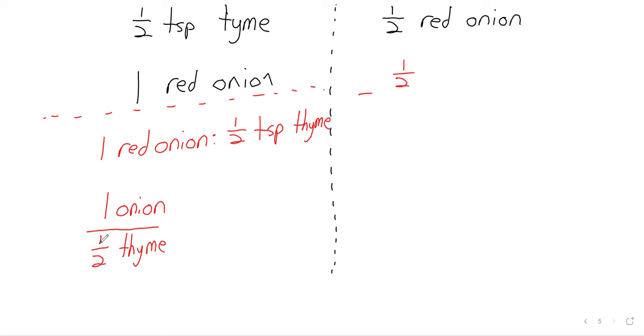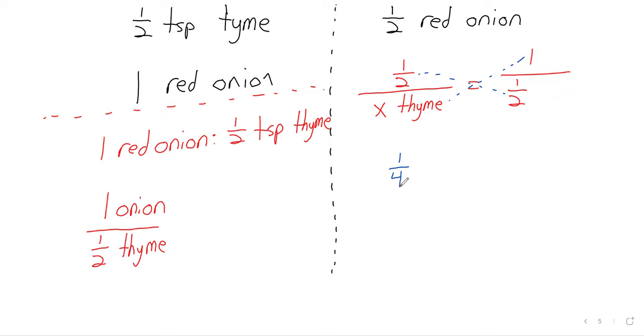We have one half a red onion. And some unknown amount of thyme, call it X. That has to equal 1/(1/2). It has to equal that ratio, that fraction. And we'll cross multiply. Again, you could do other things maybe, but cross multiplication is going to be simpler, I think.